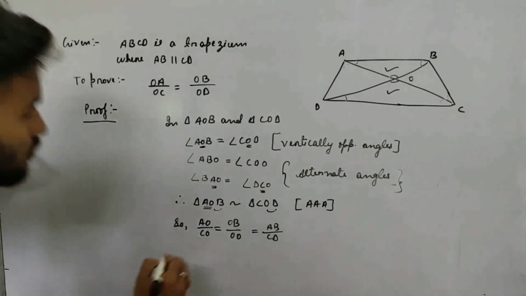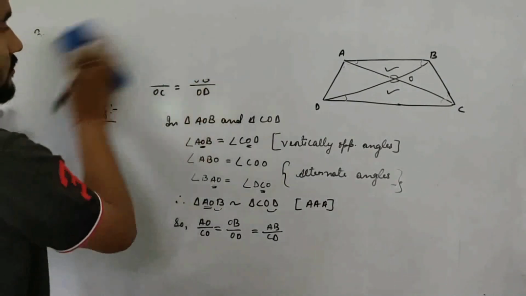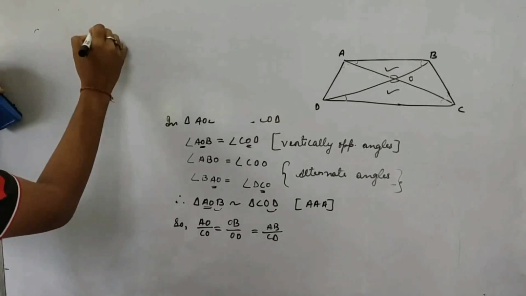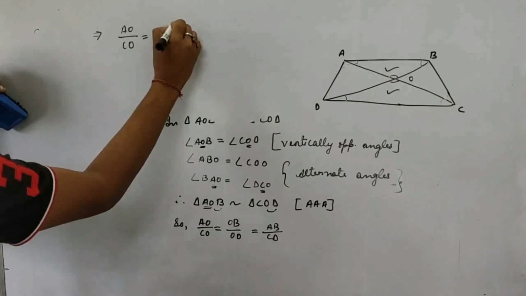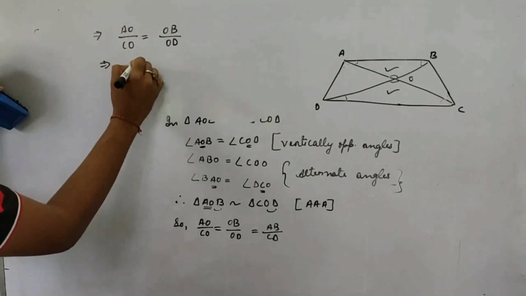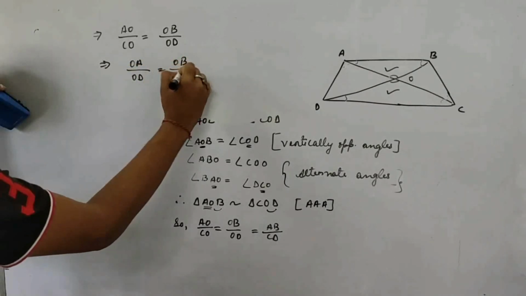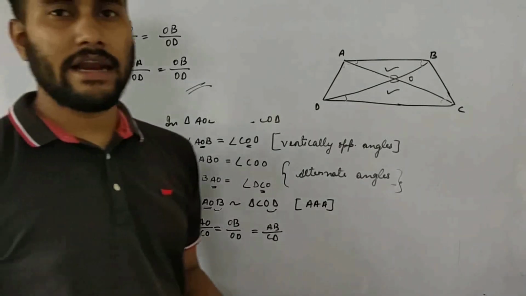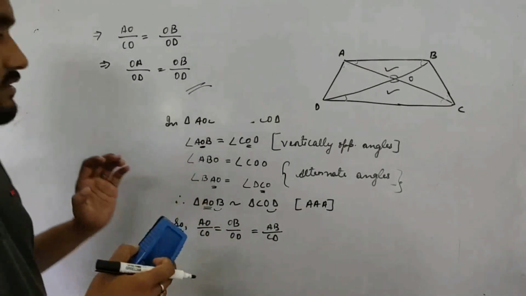So I can write which implies AO by CO will be equal to OB by OD. Just flip this one. In place of AO, you write OA by OC will be equal to OB by OD. Hence proved. So very simple using the similarity criterion. Rather than Thales theorem, it is better if you do it using this theorem.